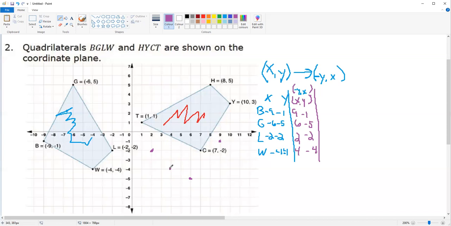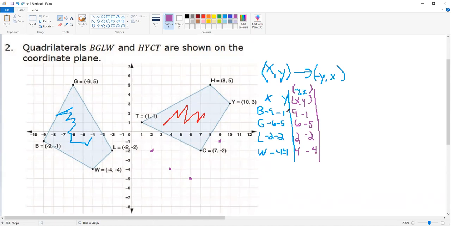There you go. Doesn't look like that's the right image, does it? Well, let's double check. 9, -1. Check 6 and -5. Yep. 2 and -2. 4 and -4. Okay, where did I make an error? This is supposed to be -6. Nope, that's supposed to be 6.